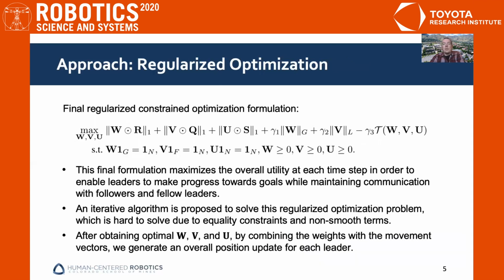Combining these introduced constraints and regularization terms results in this final optimization formulation. Solving this final formulation finds an optimal balance at each time step that enables leaders to make progress towards goals while maintaining communication with followers and fellow leaders. As this formulation is hard to solve due to the constraints and non-smooth terms, we introduce an iterative algorithm which is proven to converge to the optimal solution. This algorithm can be found in our paper. We then use the optimal weight matrices W, V, and U to generate position updates for each leader.